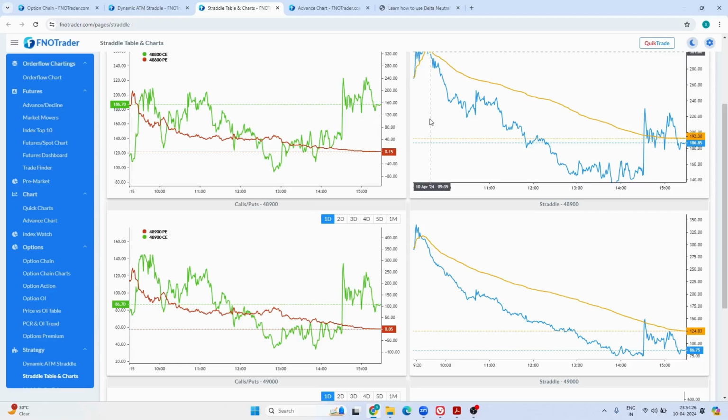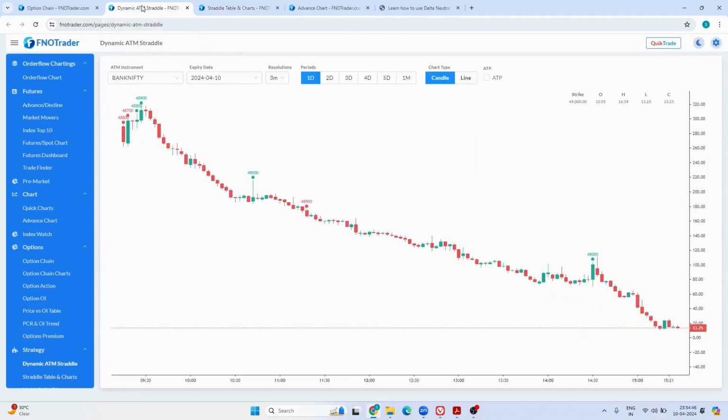Now you are going to execute any particular strike sell option, right? You basically sell your call and put for a particular strike, but which strike to sell will be identified using the dynamic ATM straddle. Okay, so let's look at what is a dynamic ATM straddle. You can see this is today's chart, Bank Nifty April 10th, and I have put a 3-minute time frame chart, and I'm looking at 1 day's data, which is today's data.